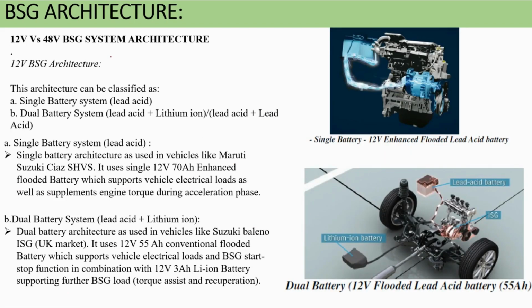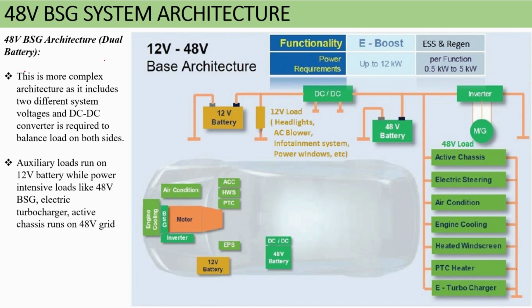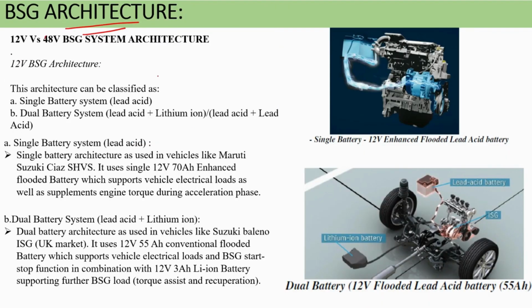Then going forward, the BSG architecture. As I already told you, there are two types of architecture. One is the 12 volt BSG architecture, the other one is the 48 volt architecture. In 12 volt architecture, there is a single battery system with lead acid, and a dual battery system with lead acid plus lithium ion, or lead acid plus lead acid. Okay.